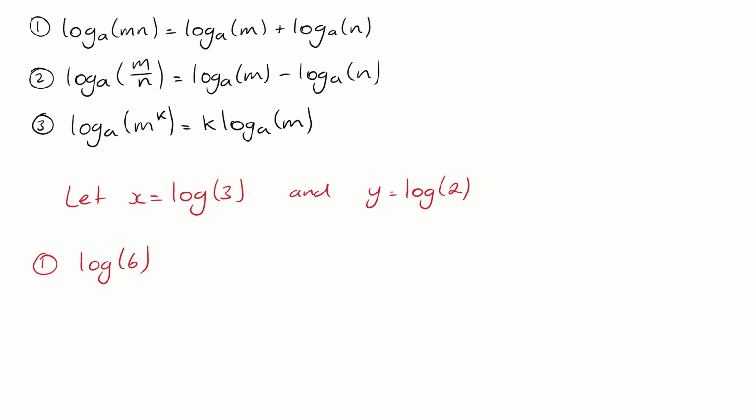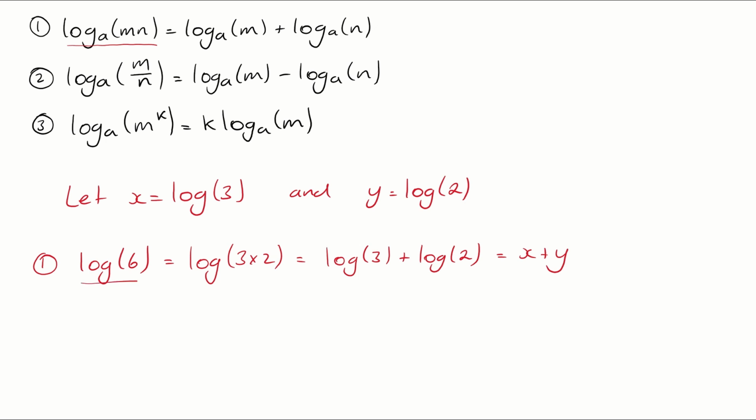Well, if we look at our 3 and our 2, we know that 3 times 2 is 6. So we're looking at this rule here. So we can say that log of 6 is equal to log of 3 times 2, which is equal to log of 3 plus log of 2 by our first rule. And log of 3 is just x, and log of 2 is just y. So our answer to log of 6 in terms of x and y would just be x plus y.